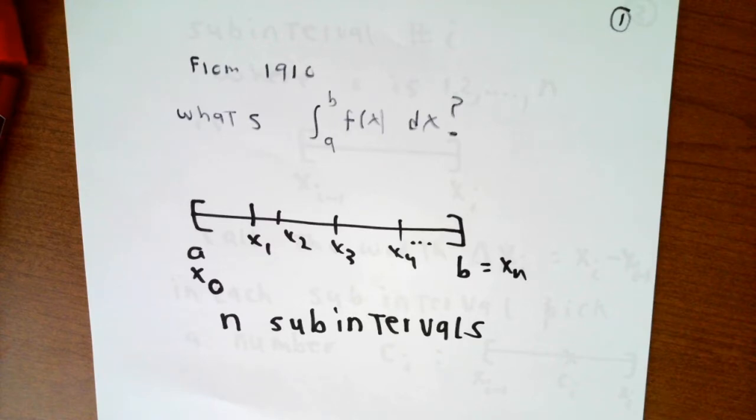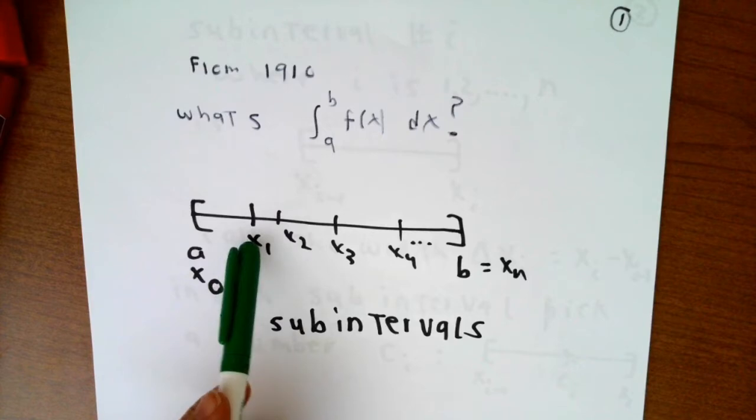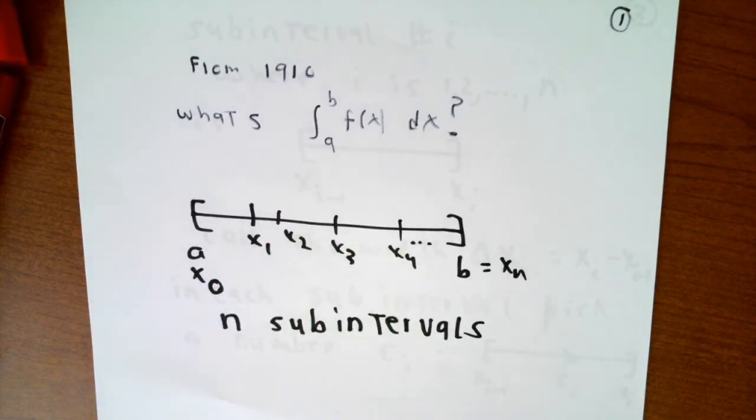involved than that. Take your interval from x equal a to x equal b, divide it up into n smaller subintervals. We'll call a x0, then we'll have x1, x2, x3, and so on. These x's do not need to be equally spaced. We call such a thing a partition of the interval from a to b.